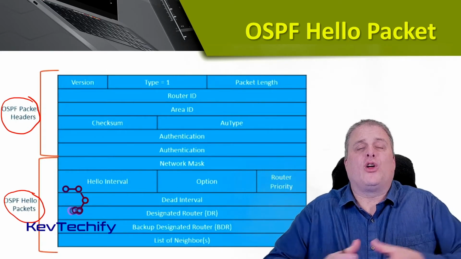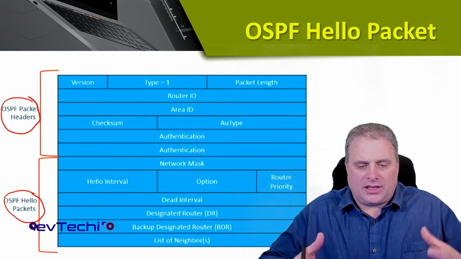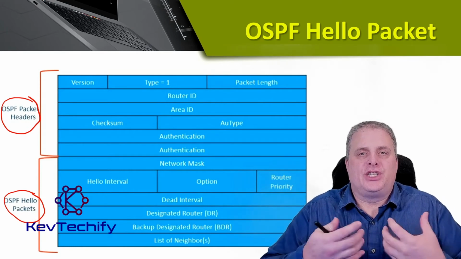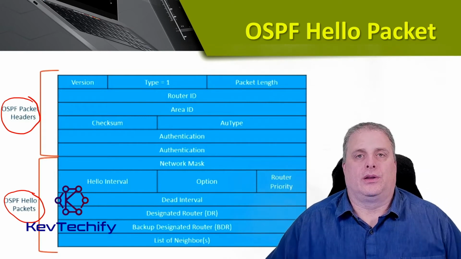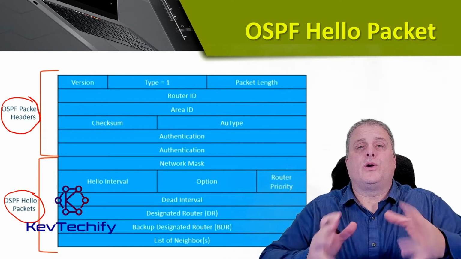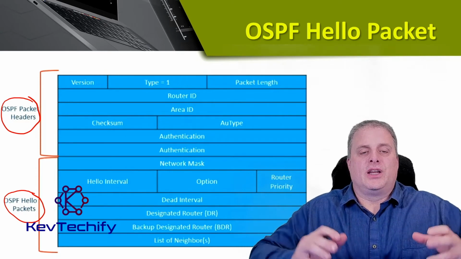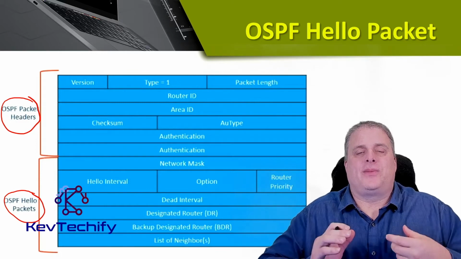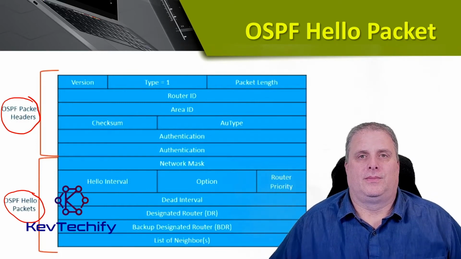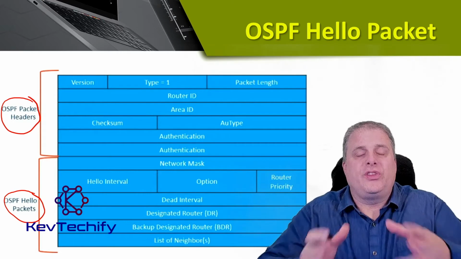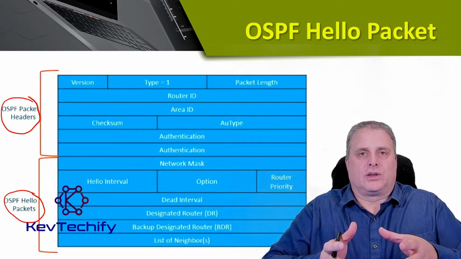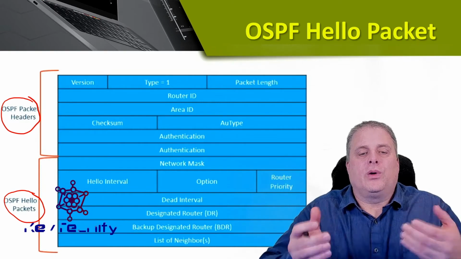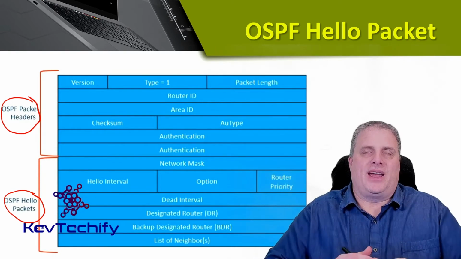These OSPF hello packets have parameters that 2 OSPF routers have to agree upon to keep their adjacency, to keep that communication working. Another function of the OSPF hello packet is to elect the DR, the designated router, and the BDR, the backup designated router. And this is only on multi-access networks using technologies like Ethernet. On a point-to-point serial connection, we don't have the designated router and the backup designated router.